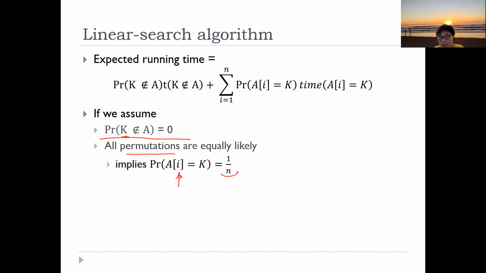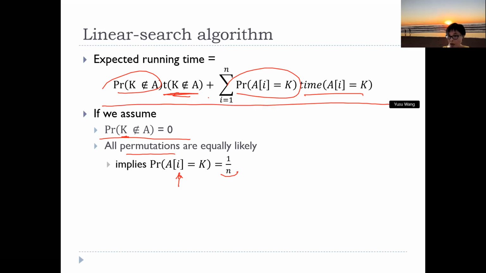Okay, so if this is the model that we assume, then what is the expected running time? Well, the expected running time, as we said, is that for each case, you figure out what is the time, then you multiply with the probability that it happens. We have altogether n+1 cases. Either the key is not in A, or key k is in the ith position of the array A. This is all the cases.